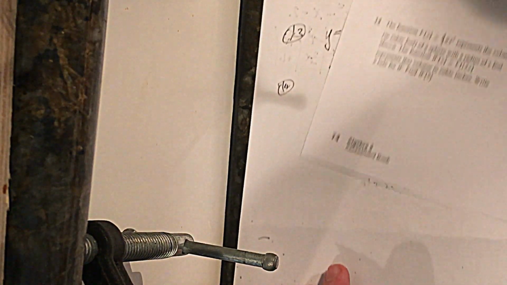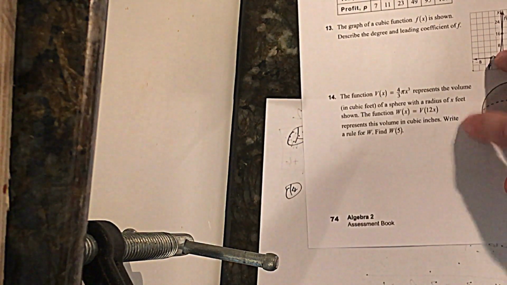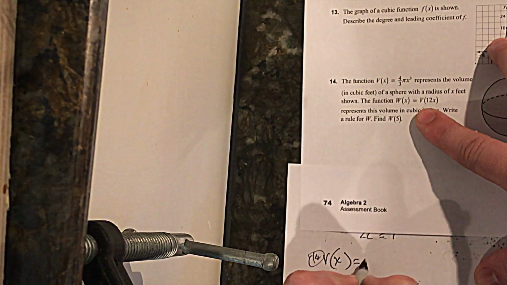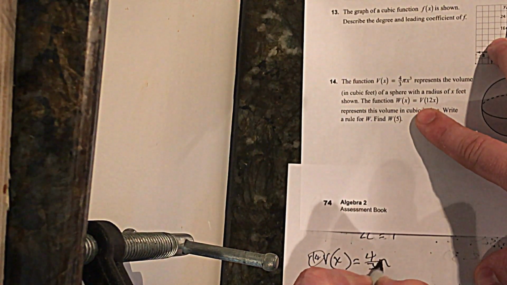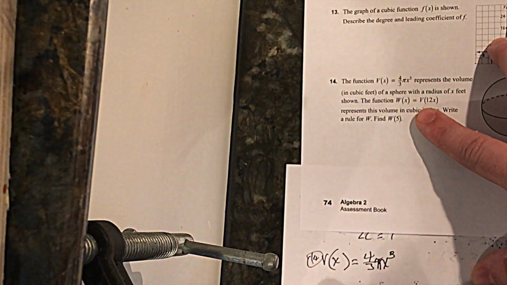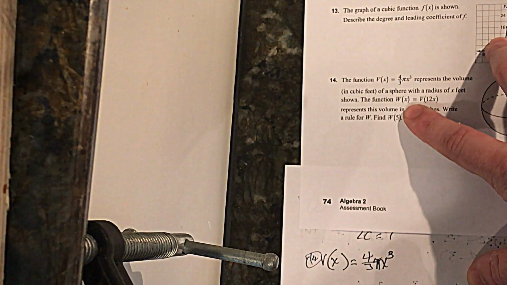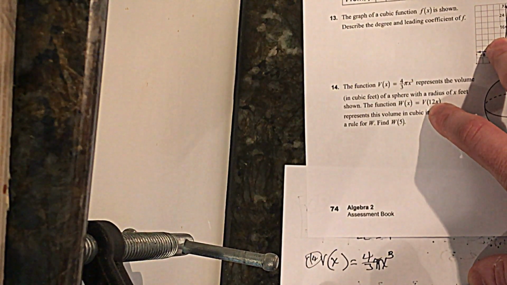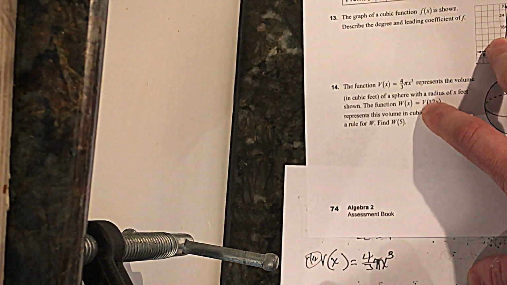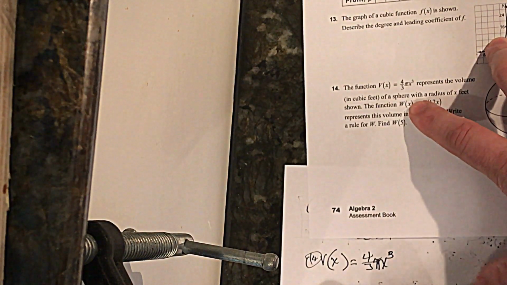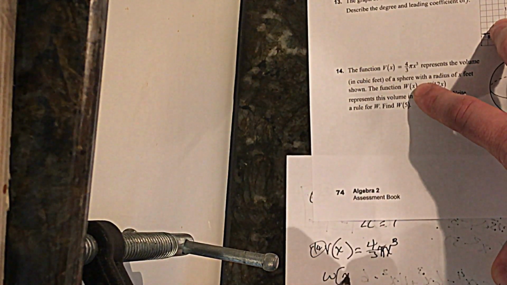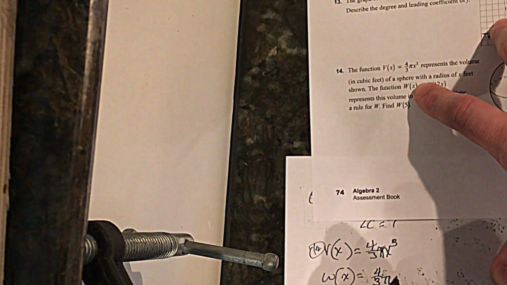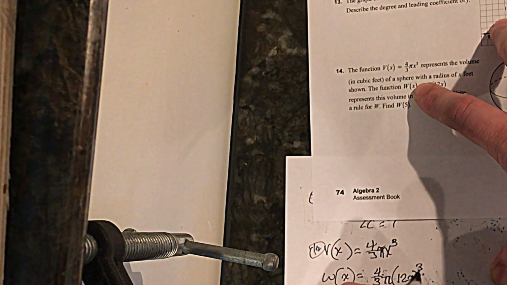So let's go ahead and start number 14 with our function V of x. V of x equals 4/3 pi times x cubed. This is the volume. Now we know that our sphere, every single x has been multiplied 12 times. So this is saying the function, all of our x's are multiplied by 12. So our new function, W of x, is going to be 4/3 pi times 12x cubed.